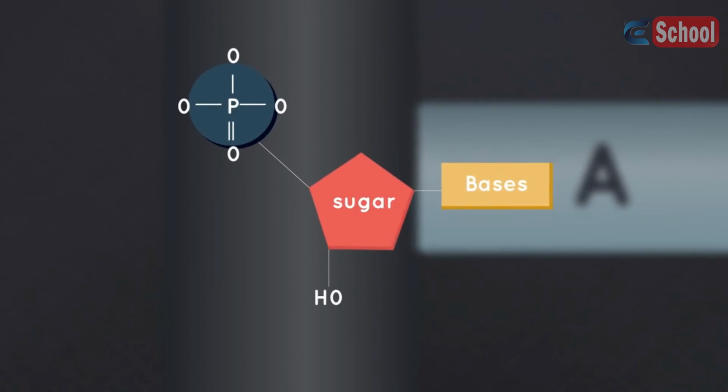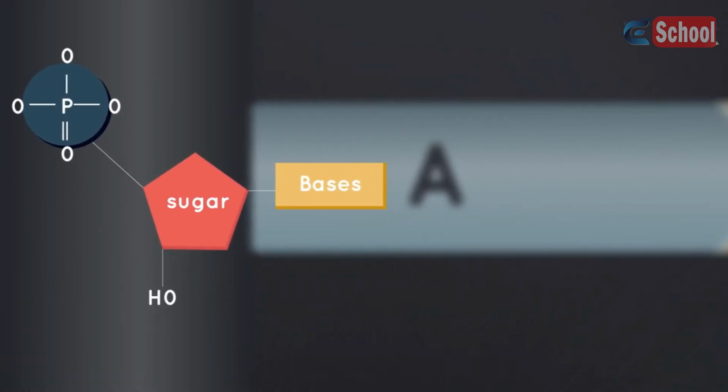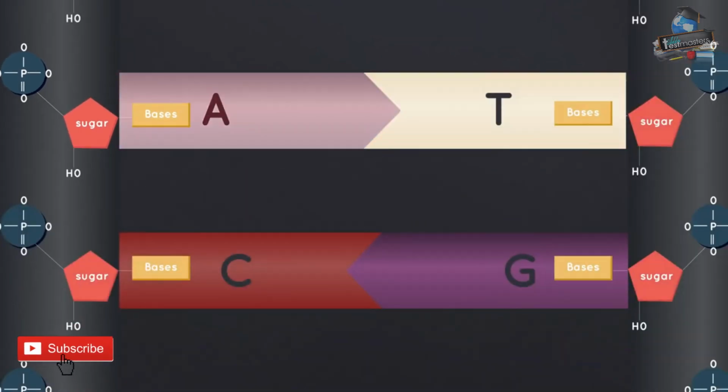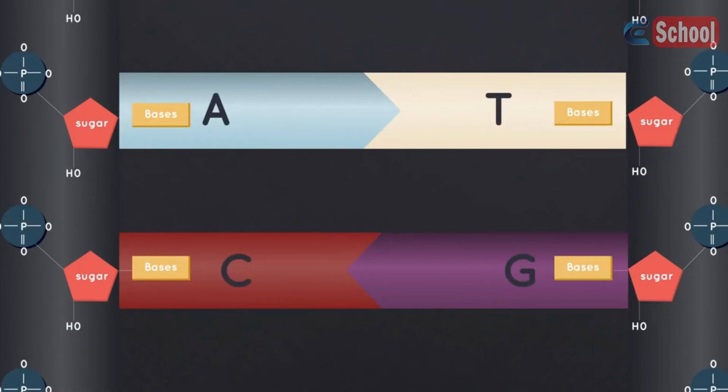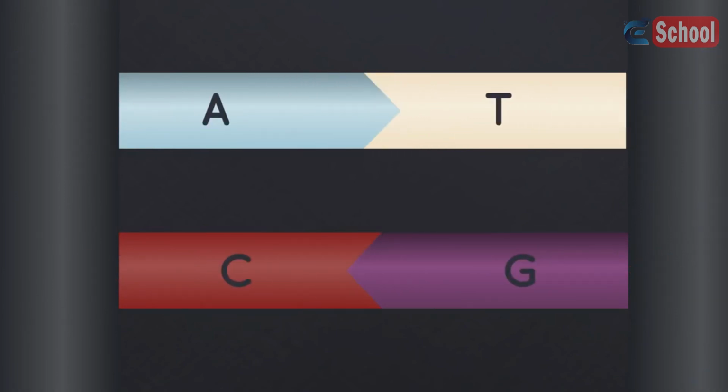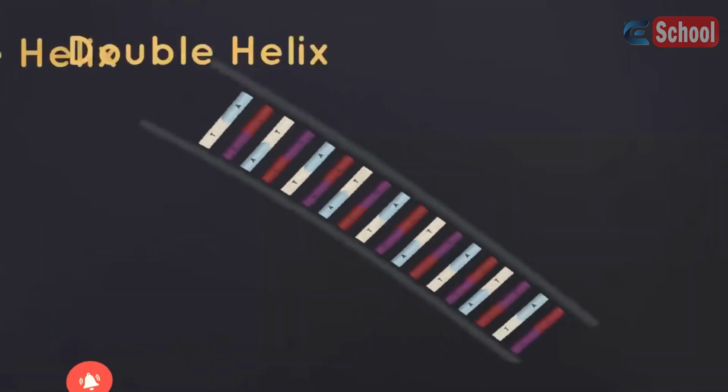When people think of DNA, they usually think of these bases. There are 4 bases: adenosine, thymine, cytosine, and guanine. But just remember A, T, C, and G. And it is best to remember in this order: A, T, C, G. Because A and T bases pair up, and C and G bases pair up. The bases pair up forming hydrogen bonds, and the DNA forms a twisted shape that is known as a double helix.